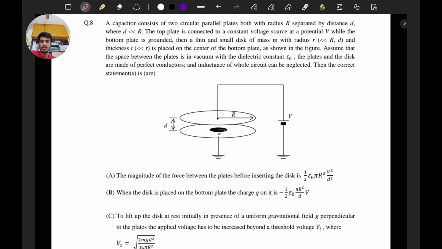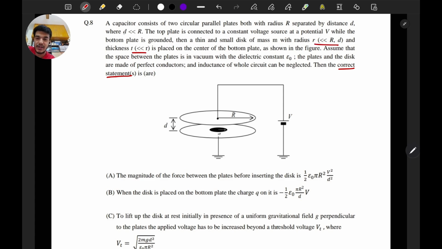Assume that the space between the plates is in vacuum with the dielectric constant epsilon naught. The plates and the disk are made up of perfect conductors, and inductance of the whole circuit can be neglected. Okay, good. So you have to find the correct statements. Nice. Now we have to first write, let's check, because there are so many conditions, so many variables.